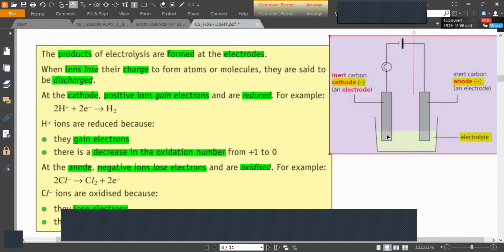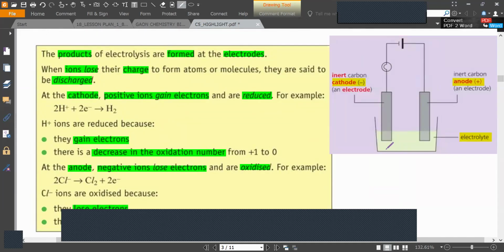So the ions will come here, and then the reaction will happen and produce the products. Products of electrolysis will form at the electrode. What kind of reaction will happen? The ions will lose their charge to form atoms or molecules. They are said to be discharged.